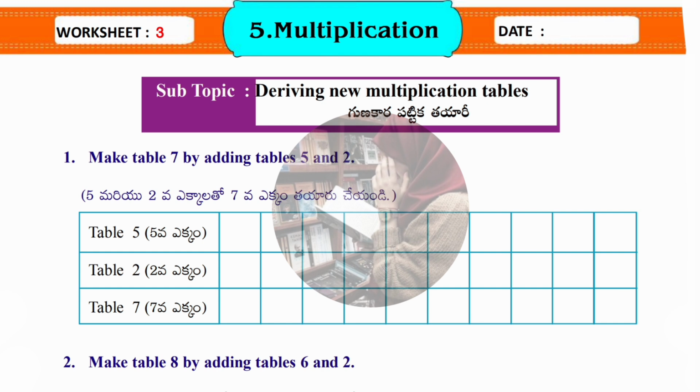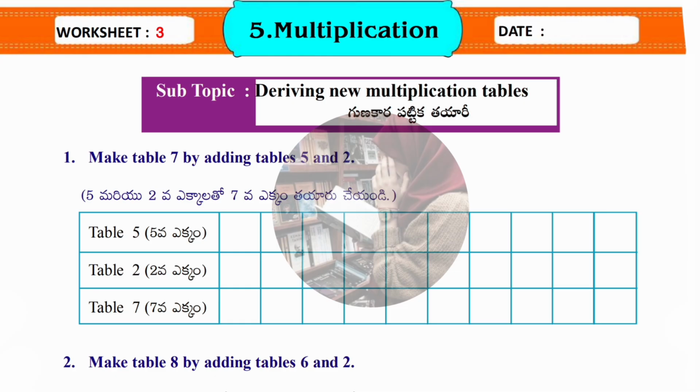Here one box is given in which we have 3 rows. First we have to write down table 5, the 5th table. Next we have to write down table 2. Next we have to write down the 7th table. If you don't know the 7th table, just add table 5 and table 2. You may get the answer of table 7.